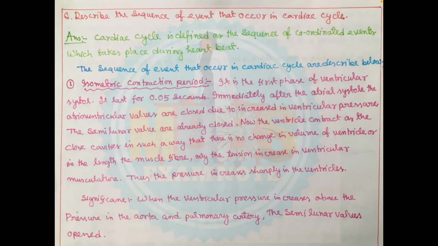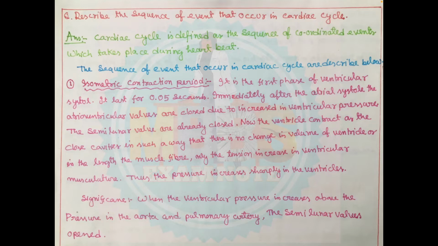Describe the sequence of events that occur in the cardiac cycle. The cardiac cycle is defined as the sequence of coordinated events which takes place during the heartbeat. The sequence of events that occur in the cardiac cycle are described below.